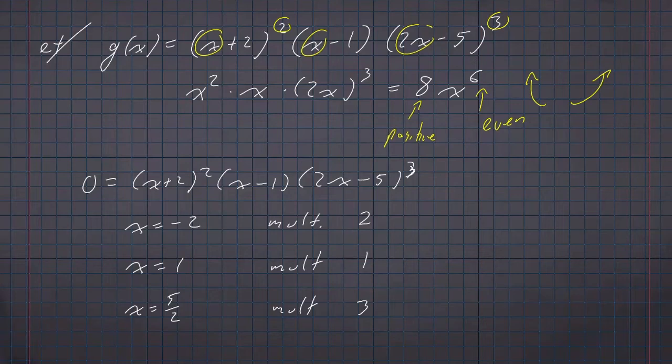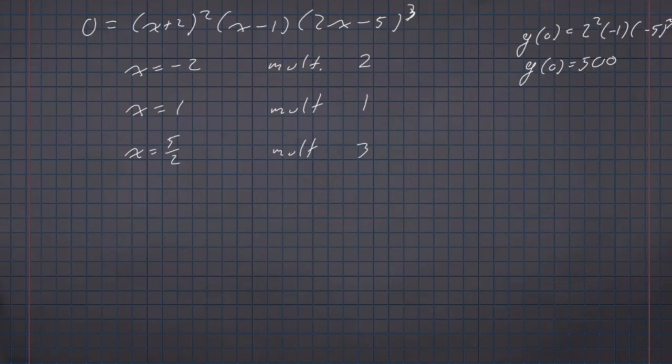We can also look really quickly. G of 0 is 2 squared times -1 times -5 cubed, which is an absolutely huge number. Let's see, 5 cubed is 125, -125 times -1 is +125. Multiply that times 4 and you get 500. So we have a very large value on the y-axis. I'm not going to even try to get my scale right in the y direction.